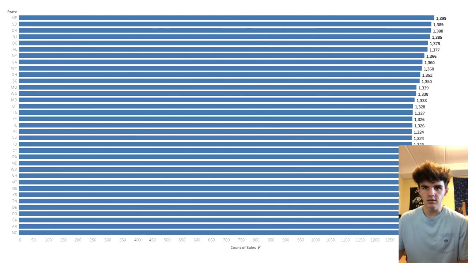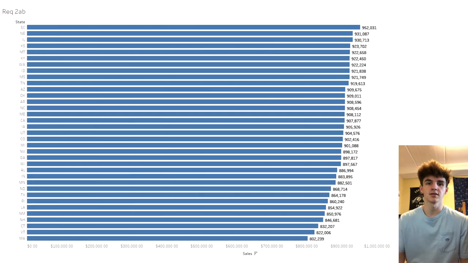For 2E, all the states actually met the $800,000 requirement. The only state that came relatively close was Massachusetts. They were 2,000 over, but they still did make that 800,000 requirement.